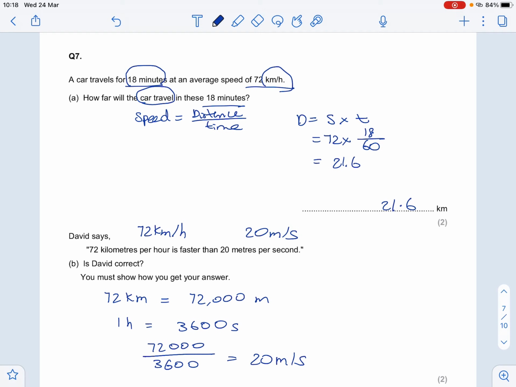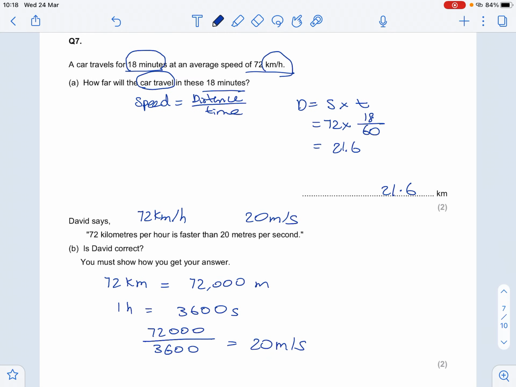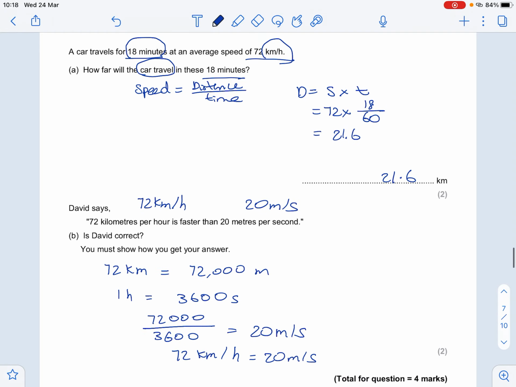So David says 72 kilometers per hour is faster than 20 meters per second. And that is not right, because 72 kilometers per hour is equal to 20 meters per second. So David is not correct.